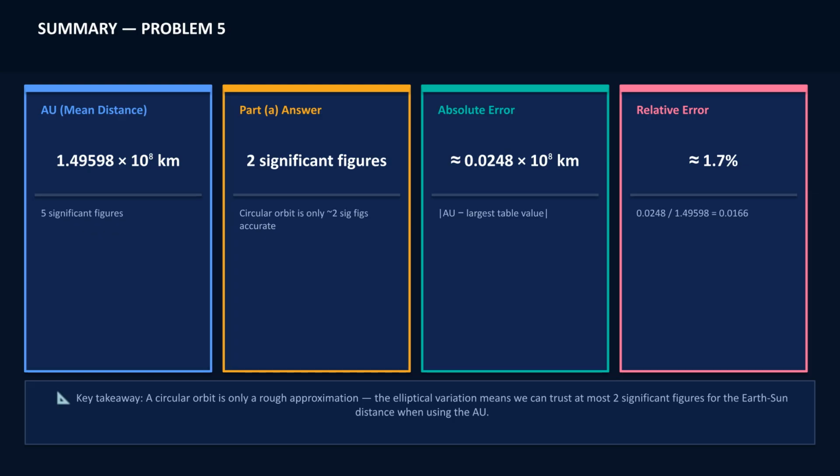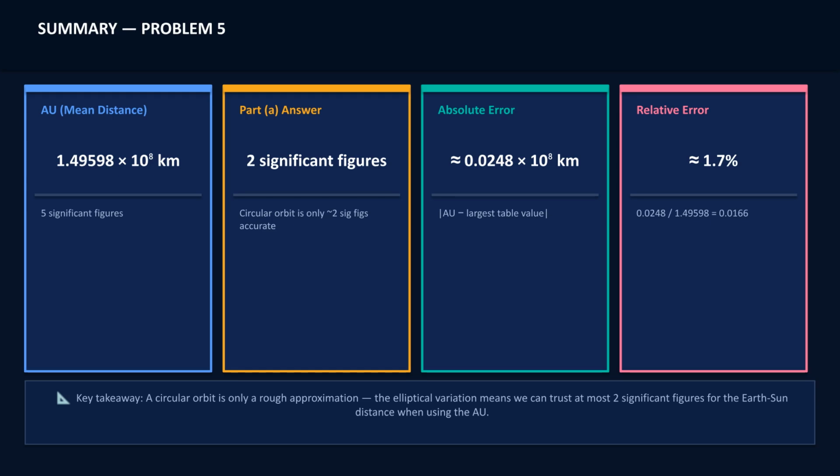Let's bring it all together. The astronomical unit is 1.49598 times 10 to the 8 kilometers, 5 significant figures. But when we use the circular orbit approximation, we can only justify 2 significant figures of precision, because the real orbit varies by about 0.05 times 10 to the 8 kilometers across the year. Using the AU instead of the real daily distance introduces an absolute error of up to 0.0248 times 10 to the 8 kilometers, and a relative error of about 1.7%.